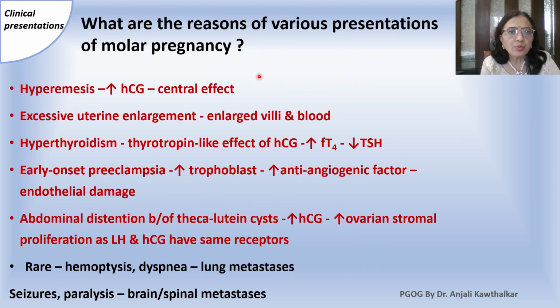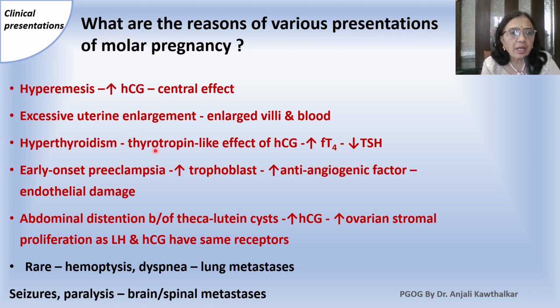So what are the reasons for these various presentations? Hyperemesis: whenever there is a rise in hCG, it leads to hyperemesis, mostly because of the central effect of this hormone on the vomiting center in the brain. Excessive uterine enlargement is because of the enlarged villi as well as a collection of blood inside the uterine cavity.